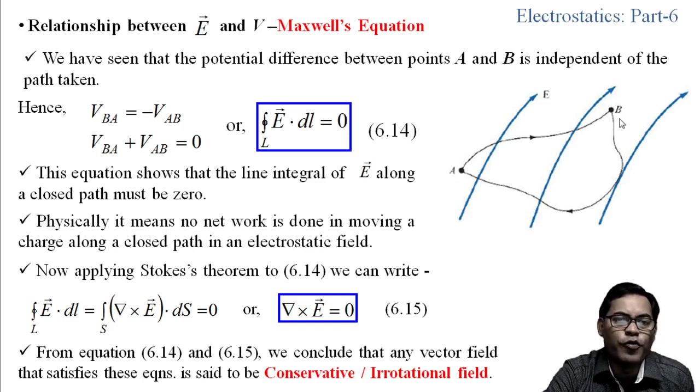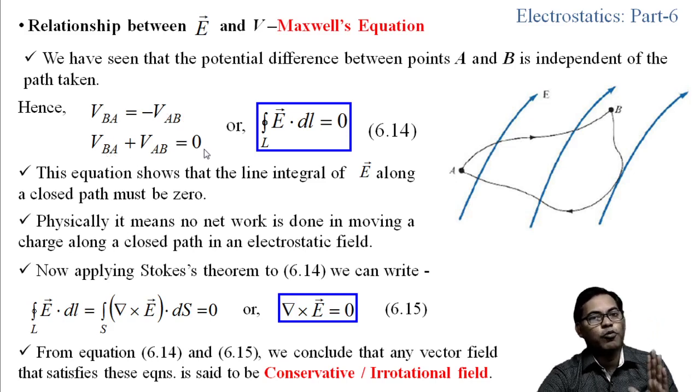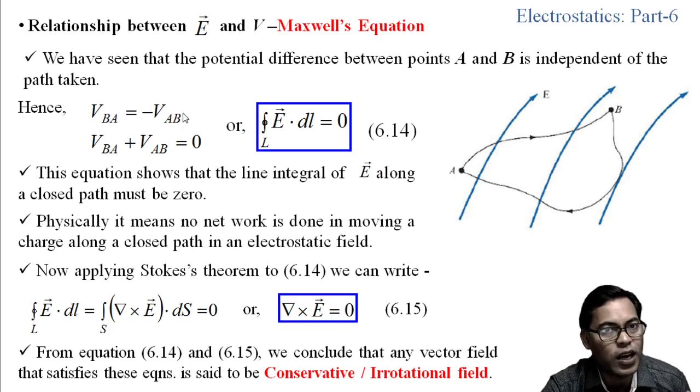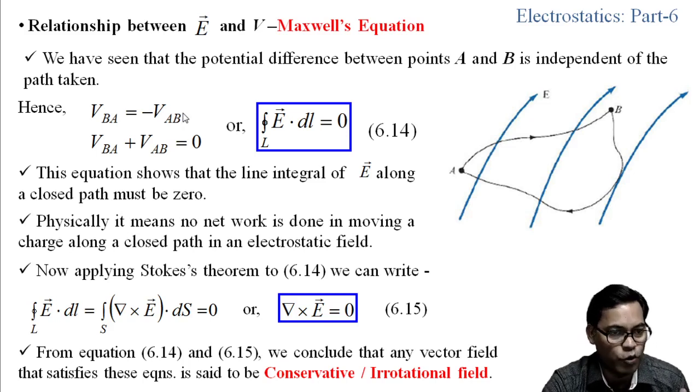First we are moving from point B to point A. So here B is the initial point, A is the final point. From that we can find V_BA. Again we are moving from A to B, so we are moving in the opposite direction, that is why minus of V_AB. If we take this to the left hand side of the equation, V_BA plus V_AB equals 0.